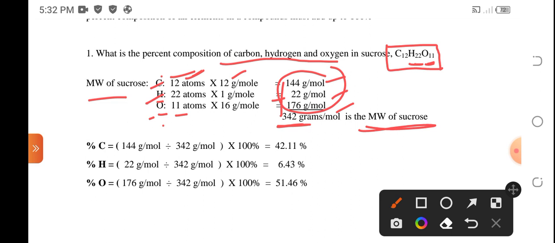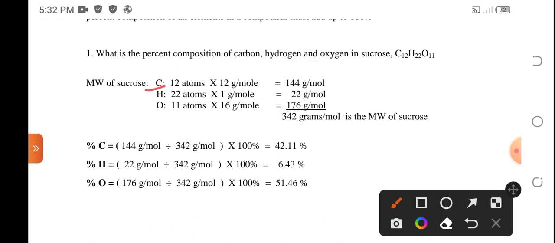After getting the molecular weight of the substance, we can compute the percent composition. For the percent of carbon, look for its individual product. Carbon's contribution to sucrose is 144. Divide this by the total, 342, times 100%. That is 42.11%. Okay?